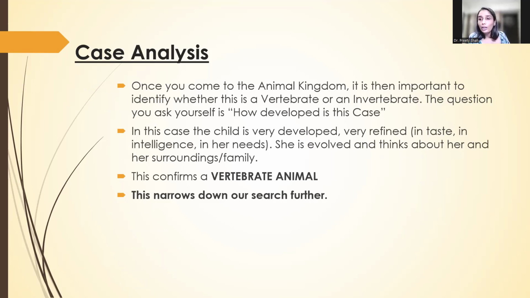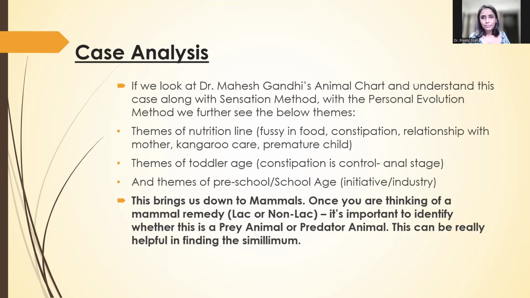So then once you have come to the animal kingdom, you ask whether this is a vertebrate or an invertebrate. You see that this is quite developed, no? She's very developed, she's defined, she knows what she wants, she's very particular. So you know that this is a vertebrate animal. And once you know it's a vertebrate animal, you also know that the issue is of nutrition. She's fussy in food. The issue is constipation. So there's all this nutrition line issue.